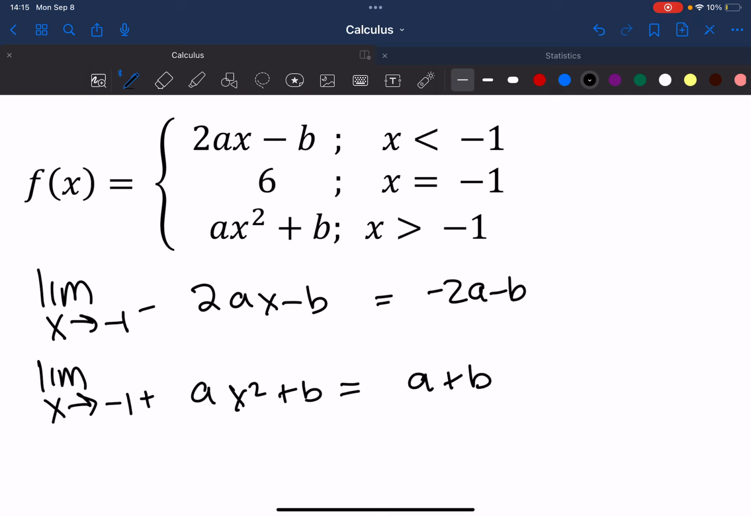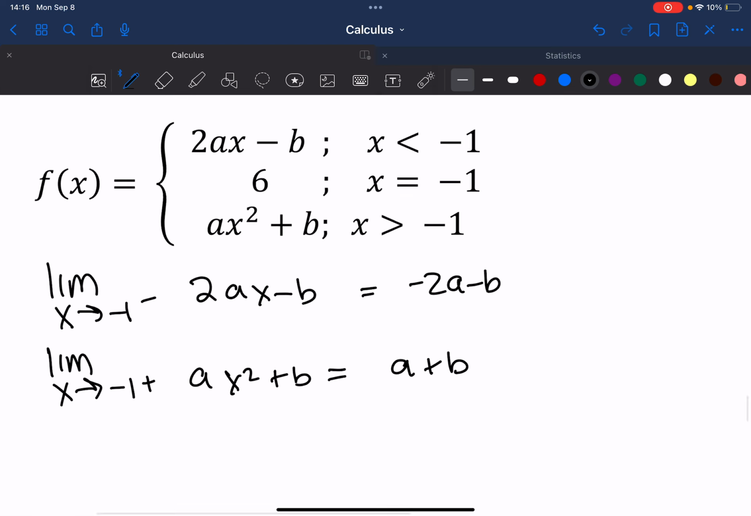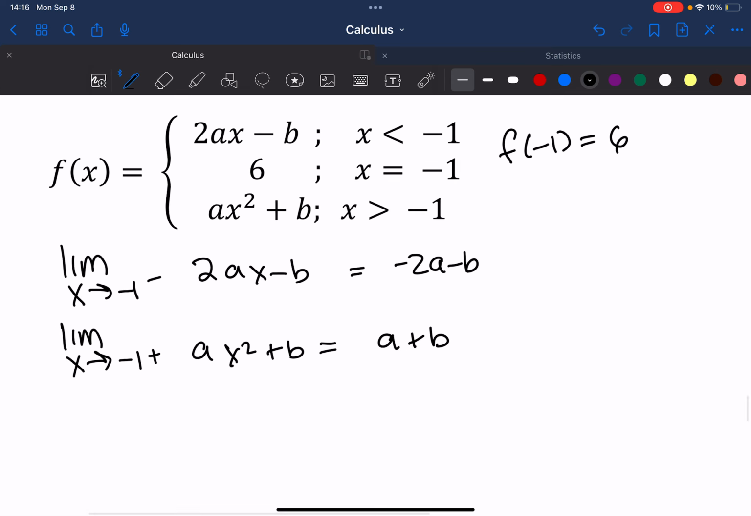Well, not only do my limits have to be equal, they also have to equal f of negative 1. Well, f of negative 1, based off my piecewise, is 6. So I know that negative 2a minus b has to be equal to 6, and a plus b has to be equal to 6. Since I have two variables, I'm going to have to use systems of equations to solve.